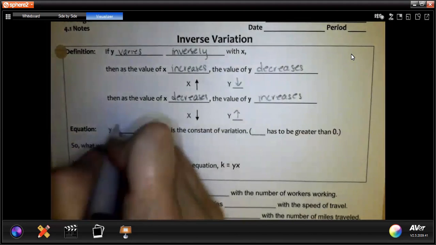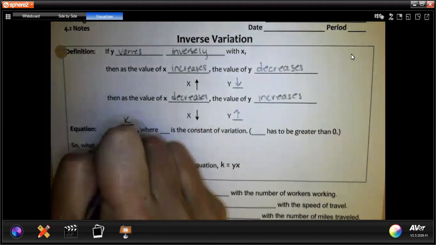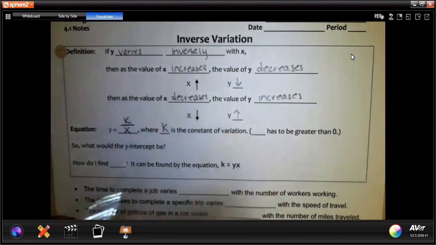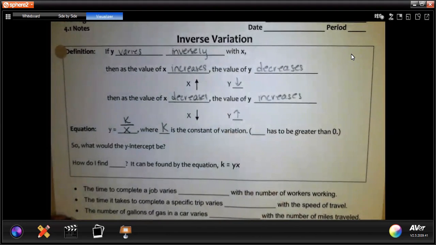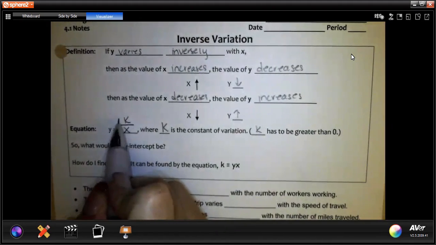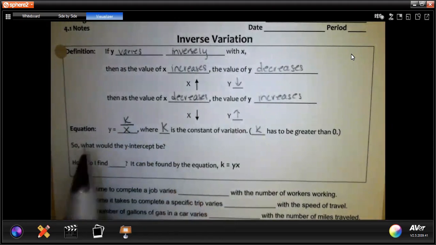And that equation is y equals k divided by x, where k is the constant of variation, and really k has to be greater than 0. So in this case, we have y equals some constant divided by x. Again, this is a constant, so it's going to be a number, not a variable, divided by our x.